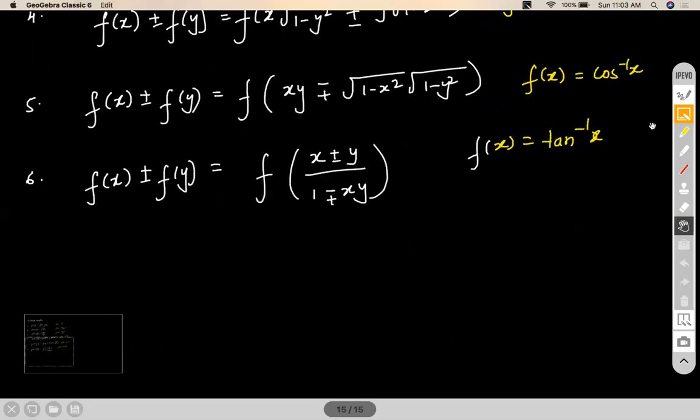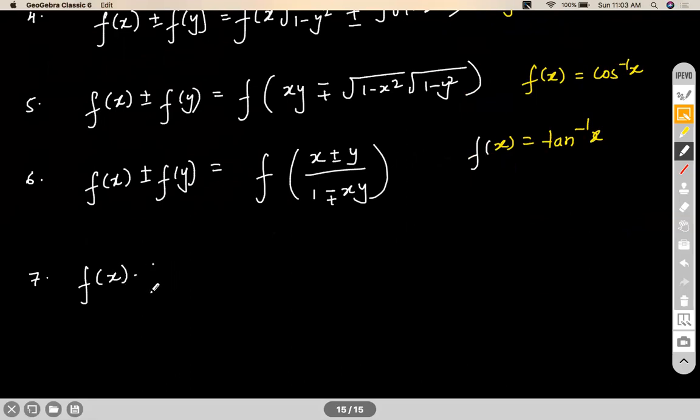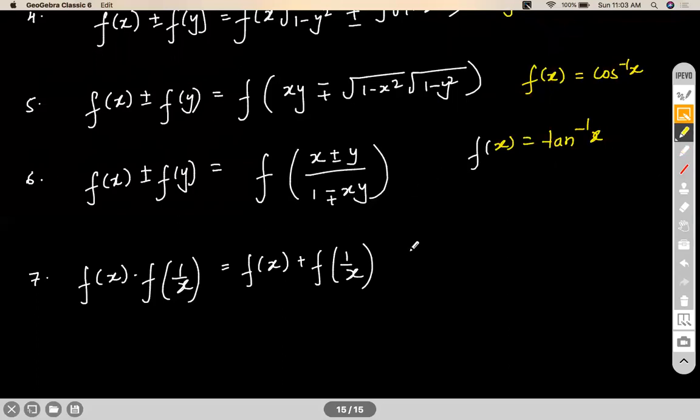Okay, now the next one is the one which is most commonly asked. f of x into f of 1 by x is f of x plus f of 1 by x. This is satisfied by a polynomial function, which is given by plus or minus x to the power n plus 1. This is something which we need to know. You can easily verify it also. This type of functional equation is very commonly seen. Try to prove this.